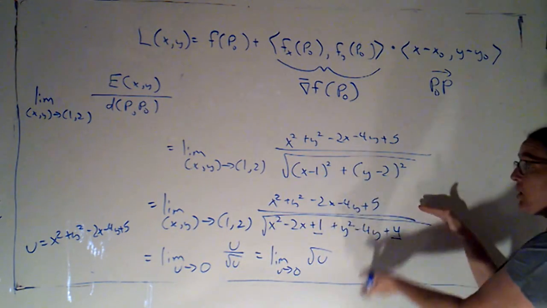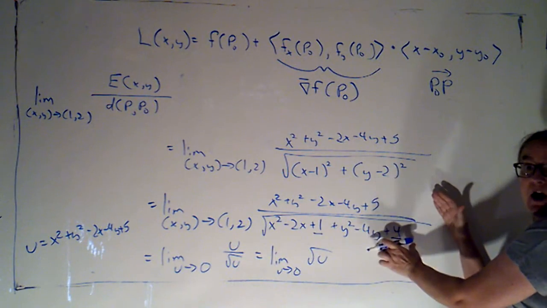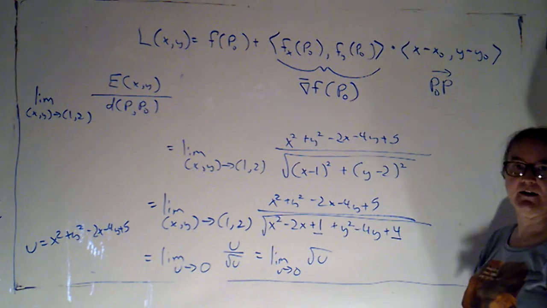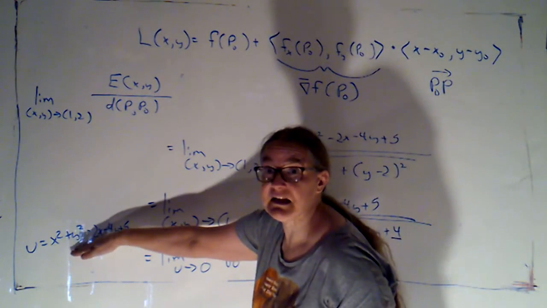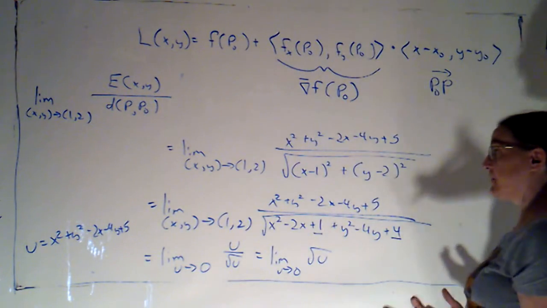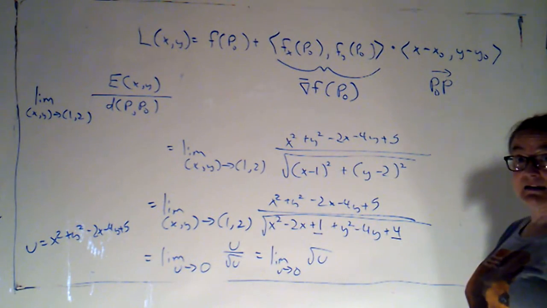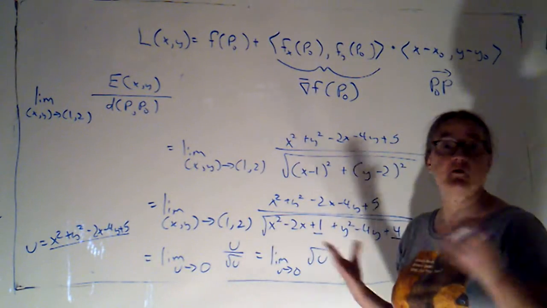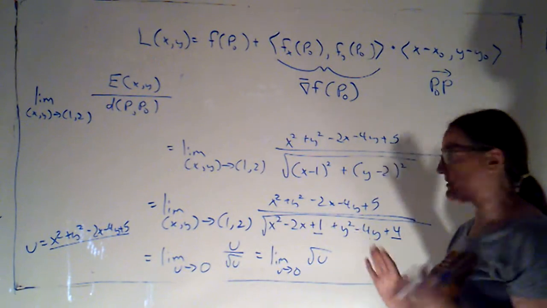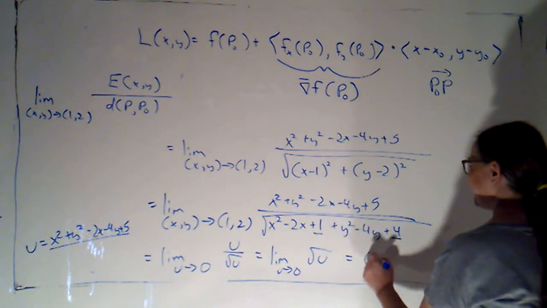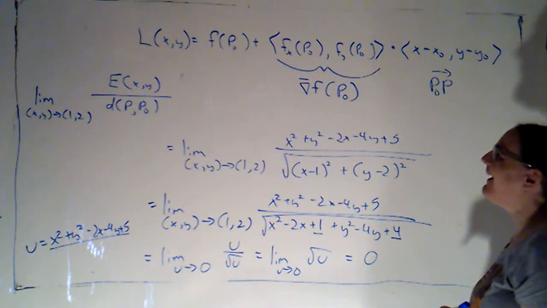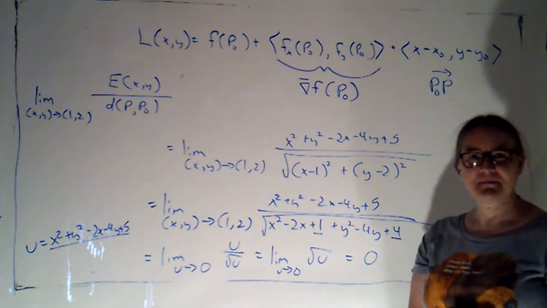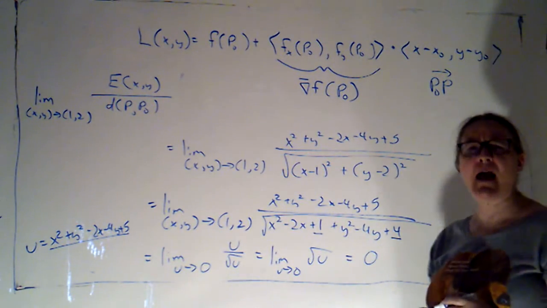Now, you might have noticed that because the top is just the bottom squared, you're going to simply get the square root of this quantity. So you don't necessarily need to do the U substitution in order to see that what you're going to get is just the square root of that quantity. And if you saw that without doing the U substitution, that's totally fine. This is 0. Our function is differentiable at (1, 2). Now that wasn't too bad.